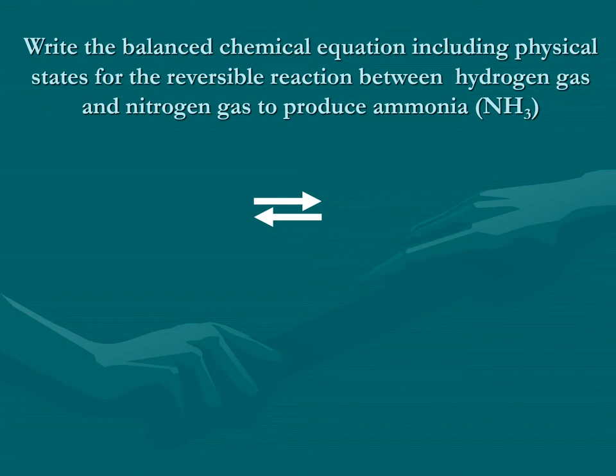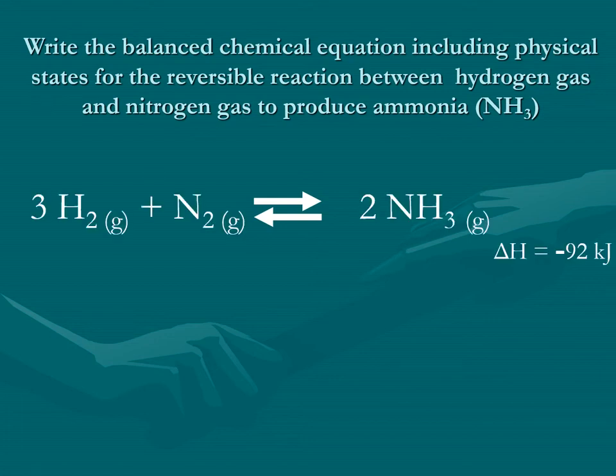Let's look at the example of the reversible reaction between hydrogen and nitrogen gas to produce ammonia. Take a moment to write this equation if you can. All right, so we have a balanced equation here, the production of ammonia, and you'll also see that the heat of the reaction is negative. So that helps us to remember as well that this is an exothermic reaction, meaning that heat can be treated in this case as a product because it is released.